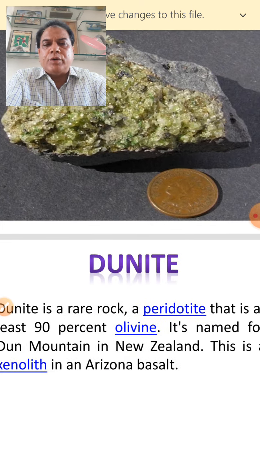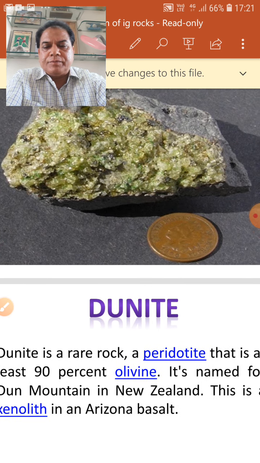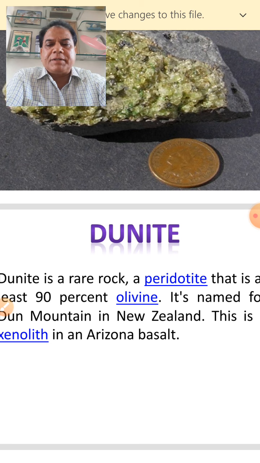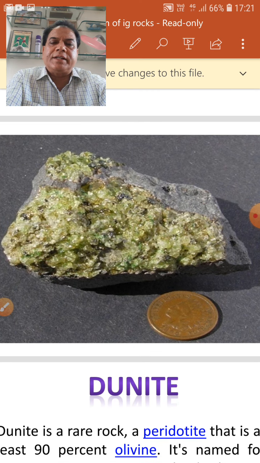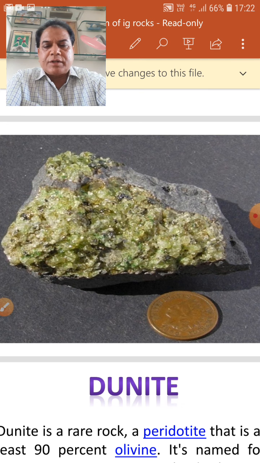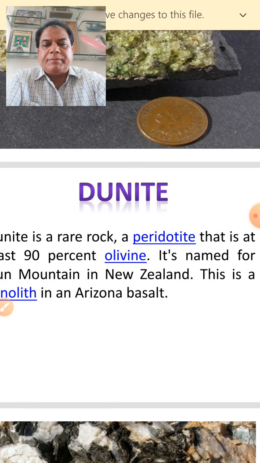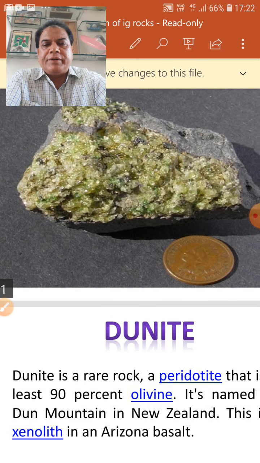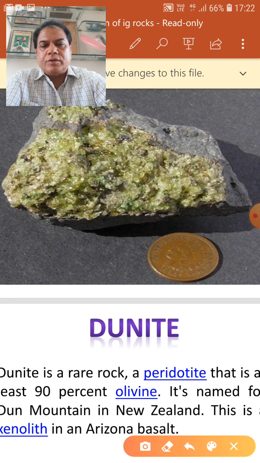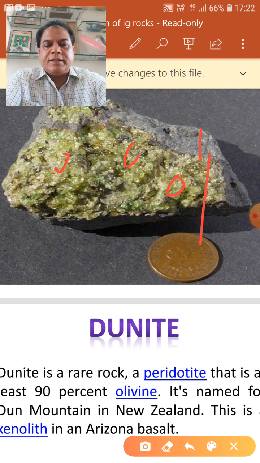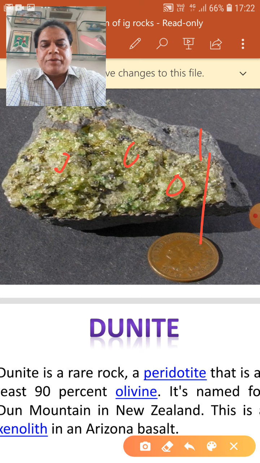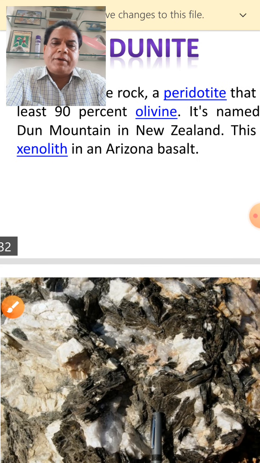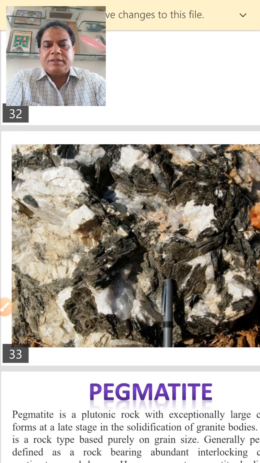Now this is a dunite. Dunite is a rare rock having more than 90% olivine. You can say a rock having more than 90% olivine, a peridotite having 90% olivine. So this is your olivine, more than 90%. And you can see these olivine grains, this is olivine, this is olivine, right? So this is a dunite, and this dunite is again an ultramafic rock, because the only mafic mineral, olivine, is more than 90%.